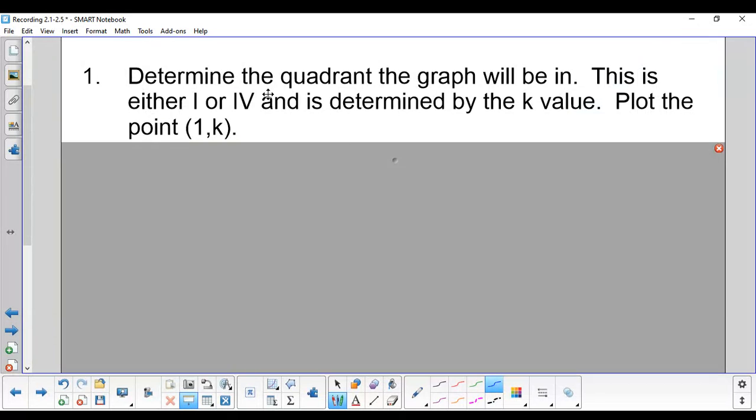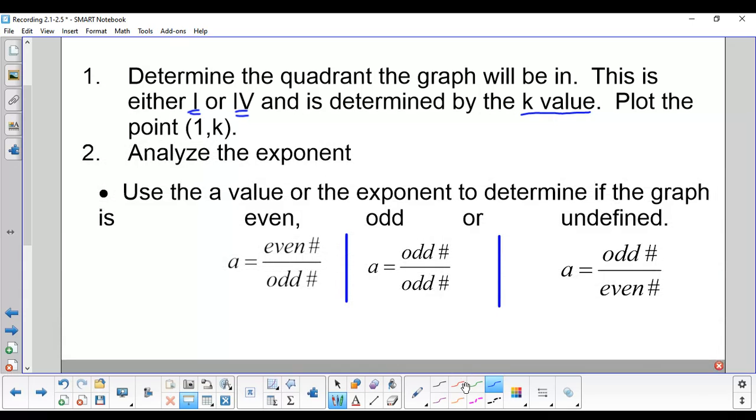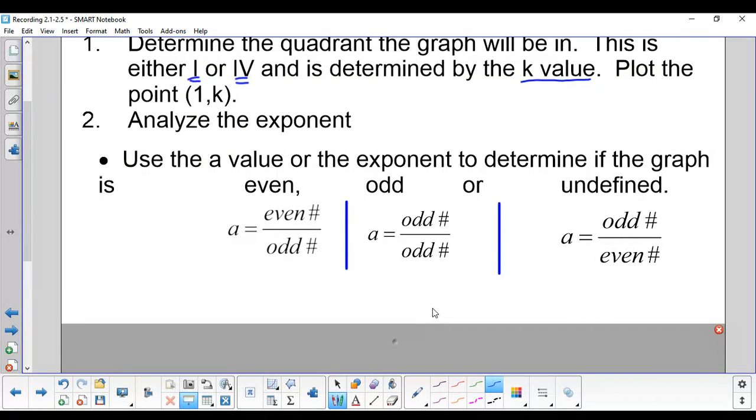So step 1 will be to determine whether or not the graph will be in quadrant 1 or in quadrant 4. Again, this is determined by the k value that is in front of the x term. Plot the point that you get, so 1 comma k. Step 2 is analyze the exponent. The exponent is going to help us determine if the graph will exist in a quadrant other than the given.